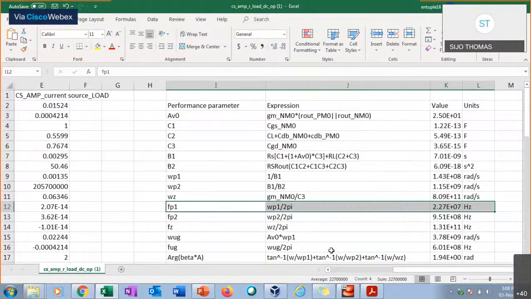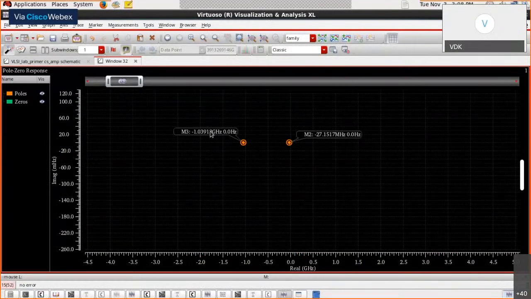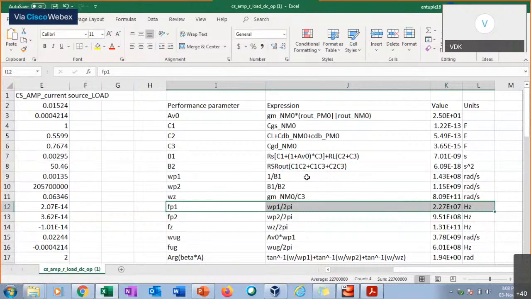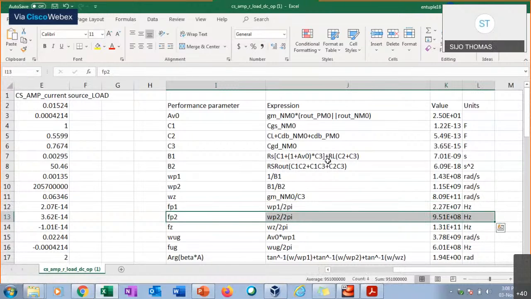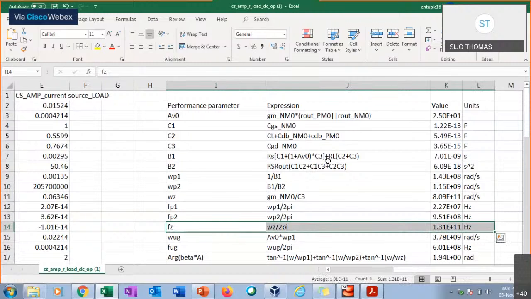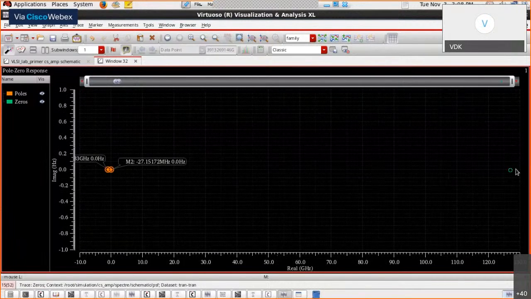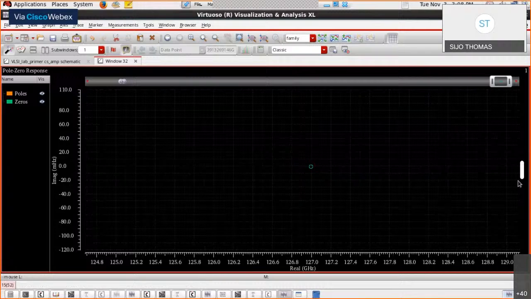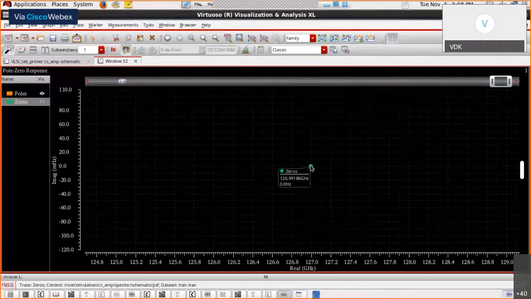Similarly for FP2, can you just look up there? 0.9 gigahertz. Here it is 1. Here actually it is 1 gigahertz, and there actually it is 0.9 gigahertz, which again matches. Look at the zero frequency. 131 gigahertz. Okay. So look up there. Go to 0. Put a marker. That was good. 126.9, 127 gigahertz. So you actually get to see that there is a pretty good match between our estimates, our design approach, and the results actually that we are seeing.